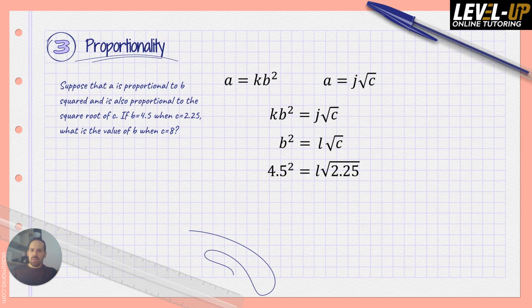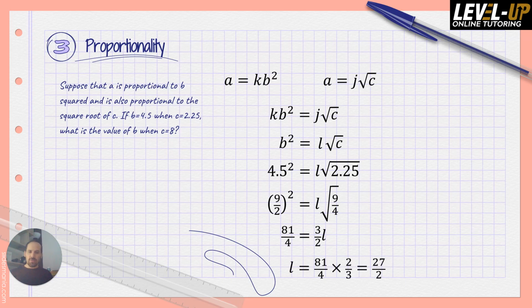Now, given that boundary condition we had, b equals 4.5, c equals 2.25, we can substitute that in and work it out. Here I've decided to convert them into fractions, and I can work them out like this. Then with a bit of fraction arithmetic, I can work out what l is. You can do it whichever way you prefer. Once we've got that, I can substitute it back in. So now we've got our equation in terms of b and c, with no unknown constants. Now we can simply use this to find the final answer they've asked us for.